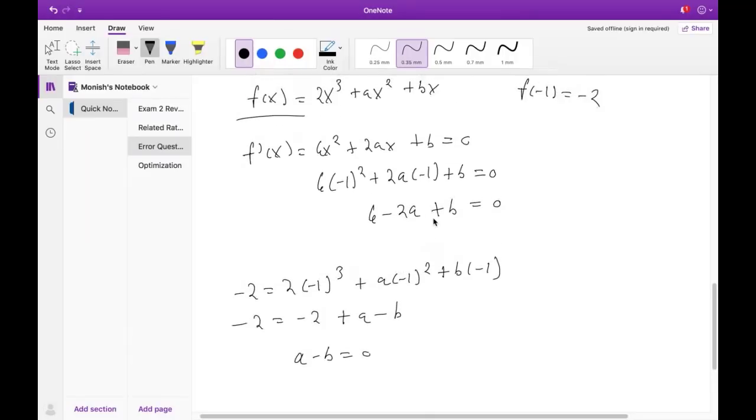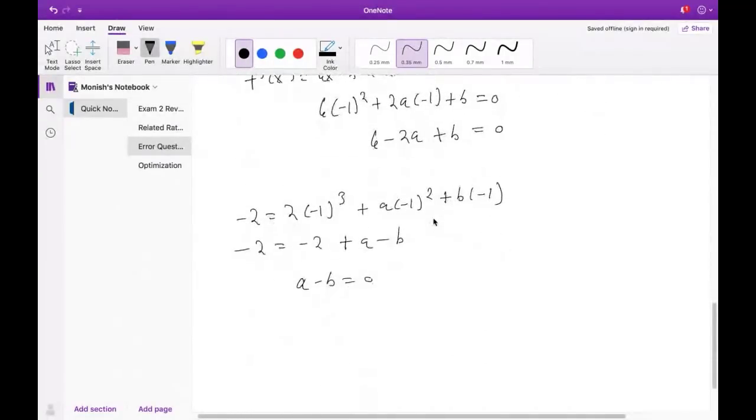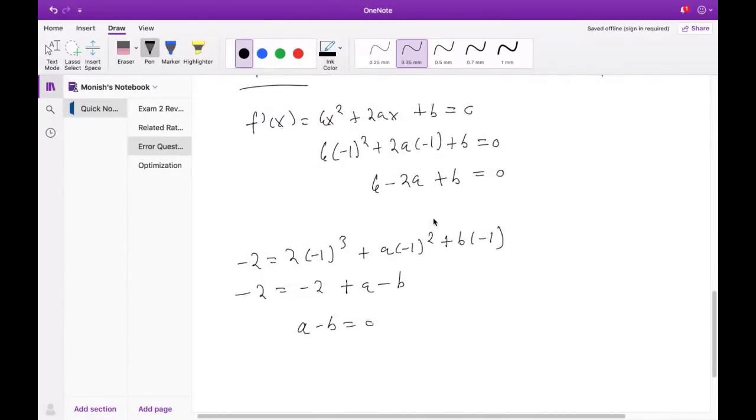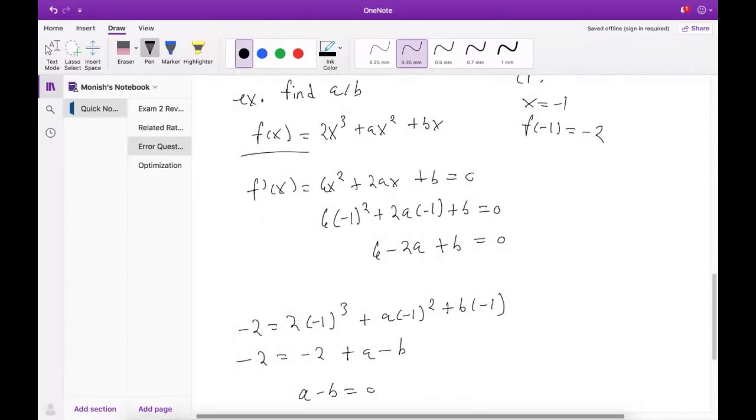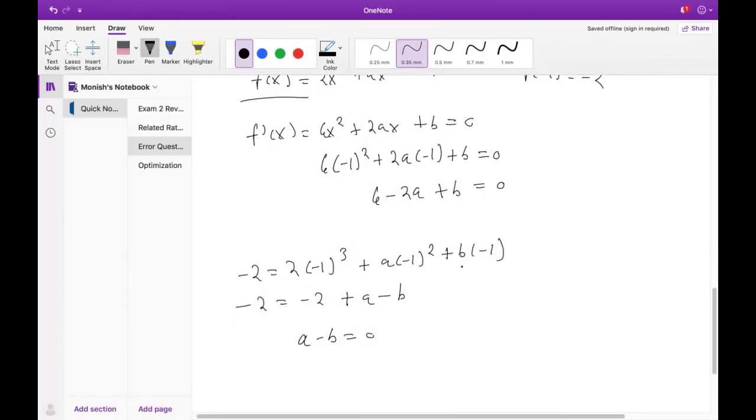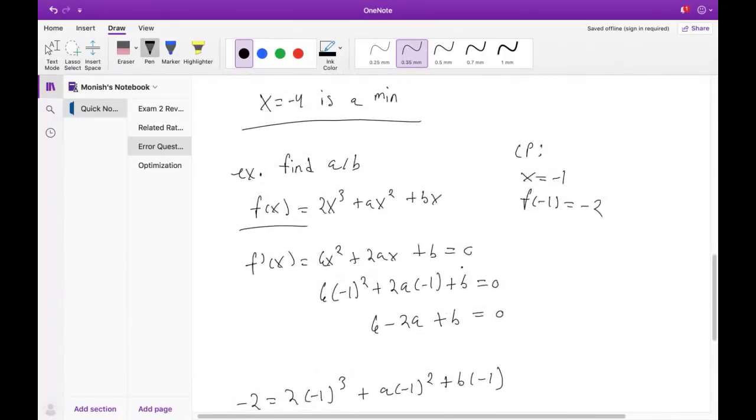And then you guys go ahead and solve for A and B and tell me what you get in the chat. I think this is just a good problem to work out. A equals B, so let's see if that works. I haven't actually solved this one out.